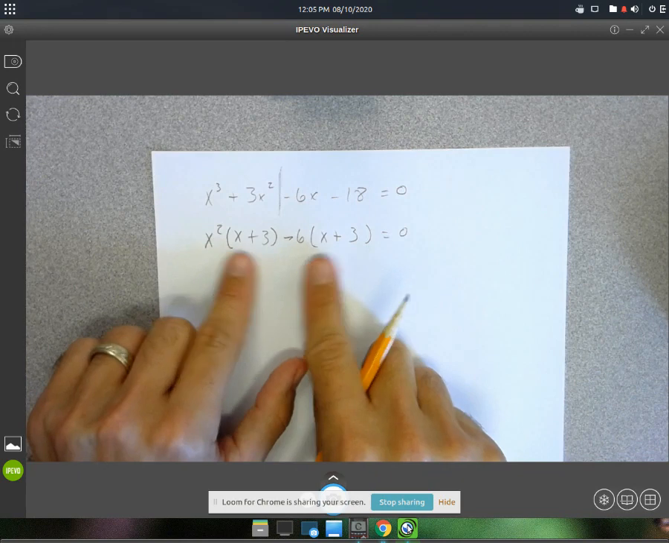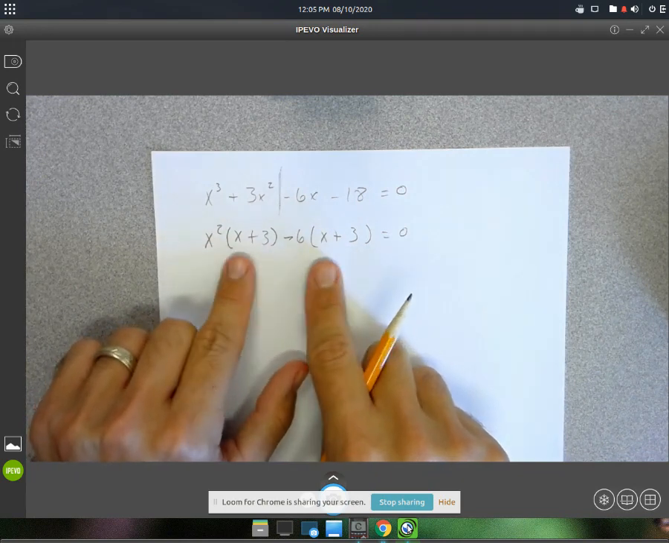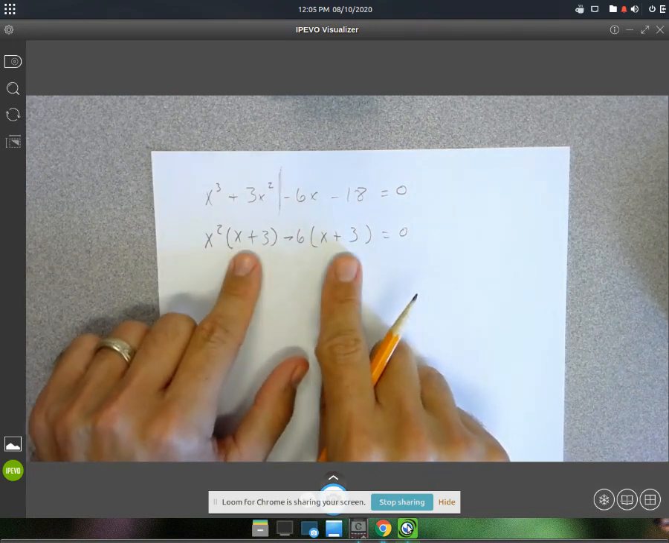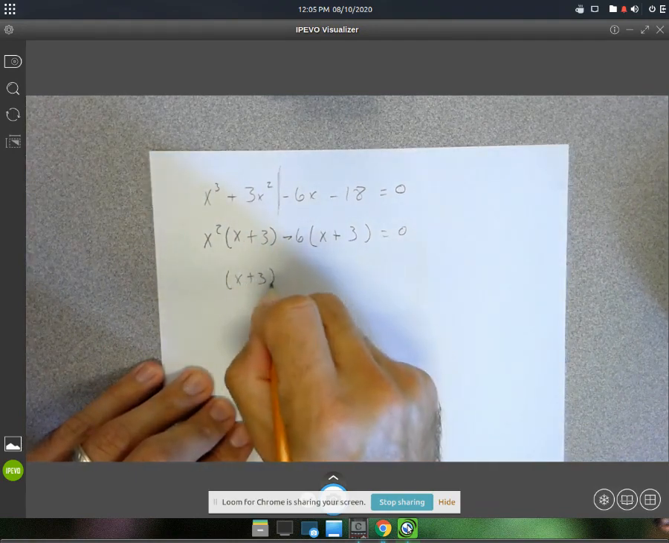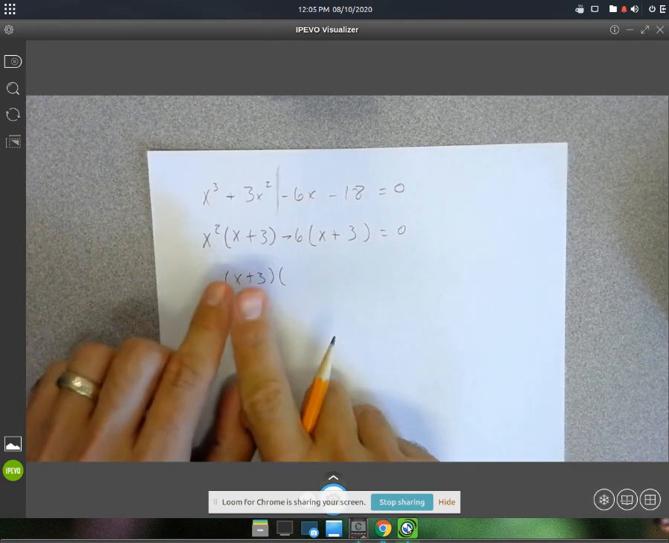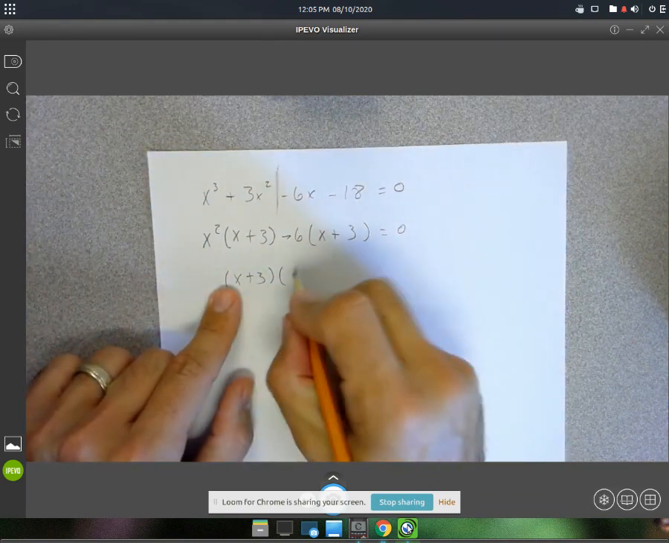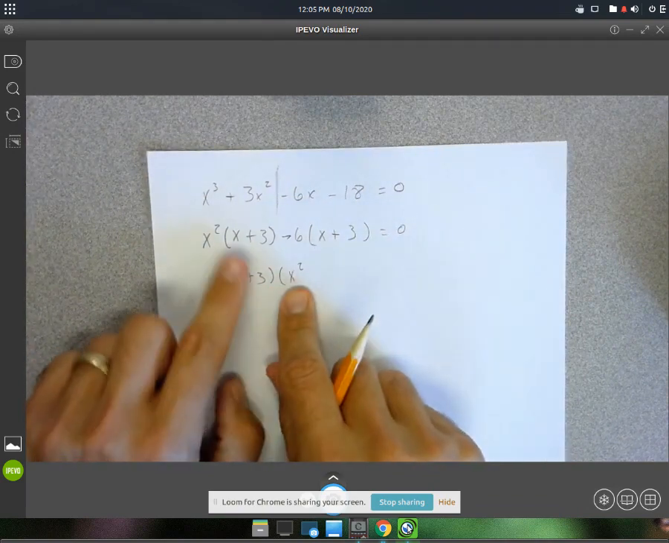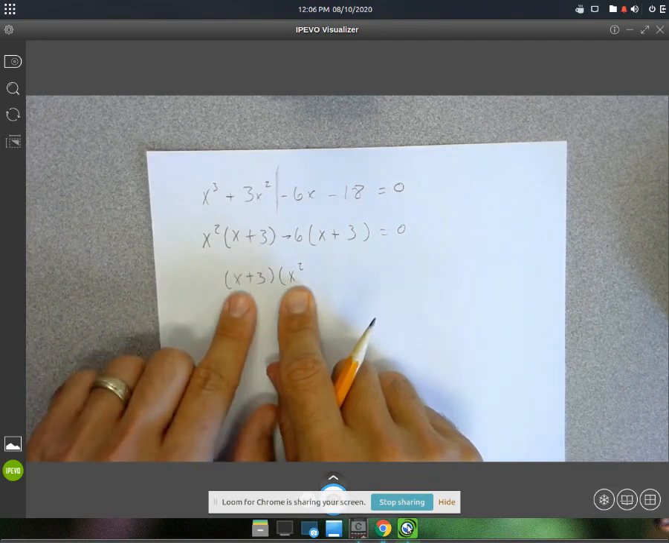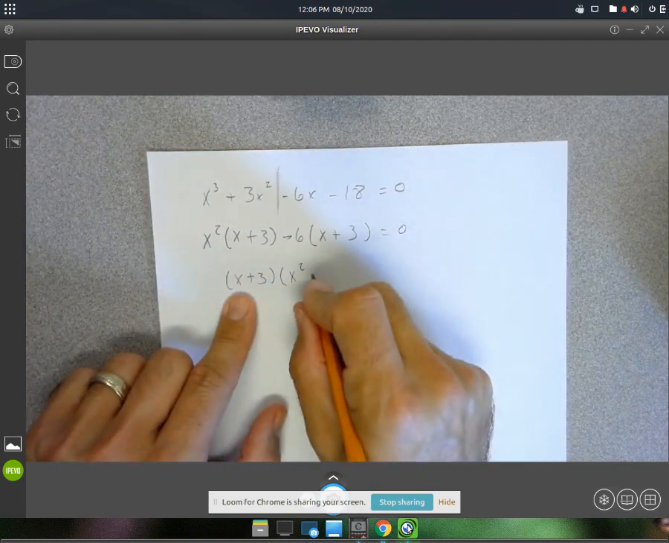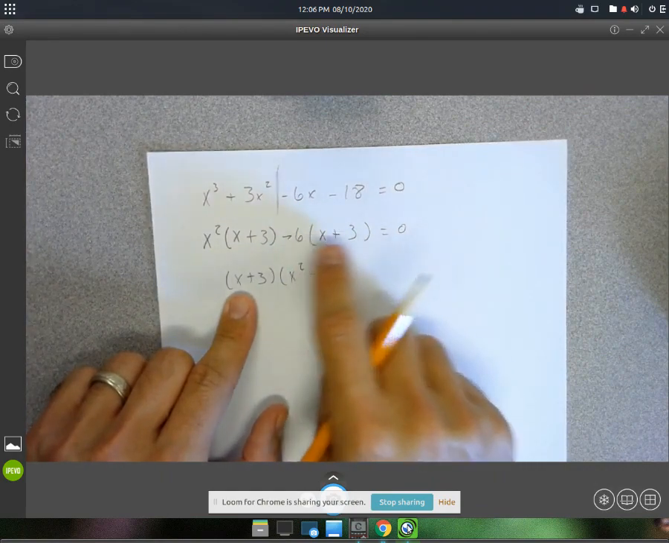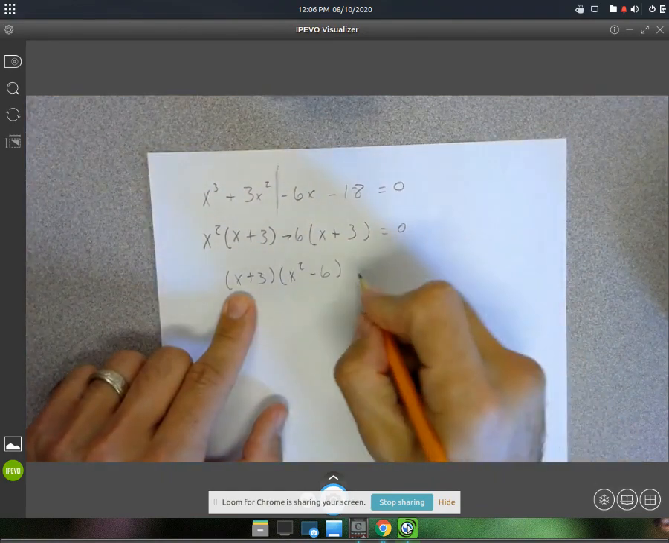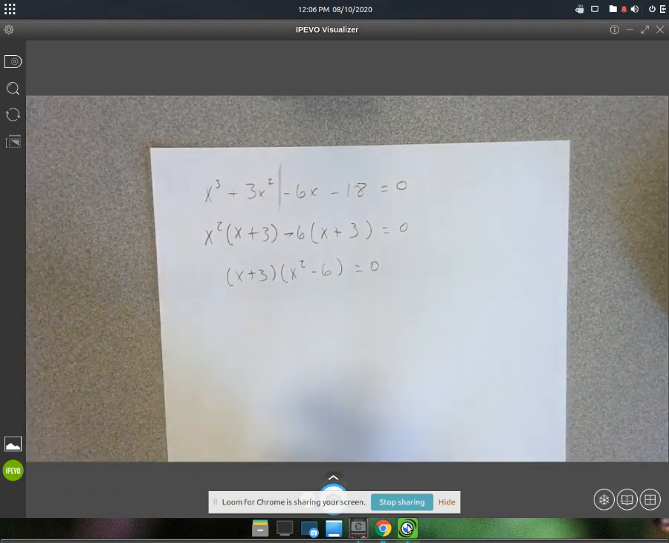Now, if you look at both halves, they share an x plus 3 as a factor, and that's what we're going to factor out next. So we have an x plus 3. All right, so x plus 3 times x squared will give us this left half, and then x plus 3 times negative 6 will give us this right half, x plus 3 times negative 6.